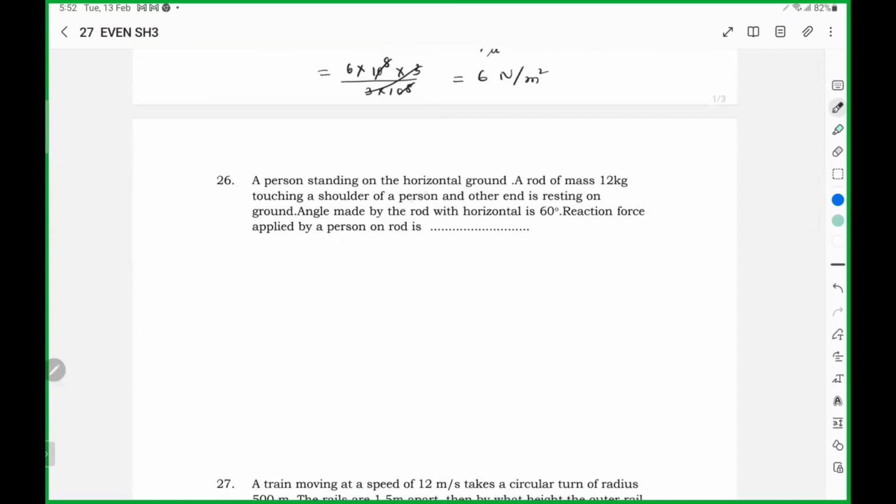Here a person is standing on the horizontal ground, a rod of mass 12 kg touching the shoulder of a person and the other end is resting on the ground.